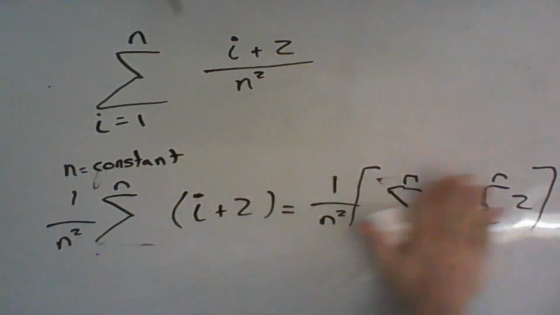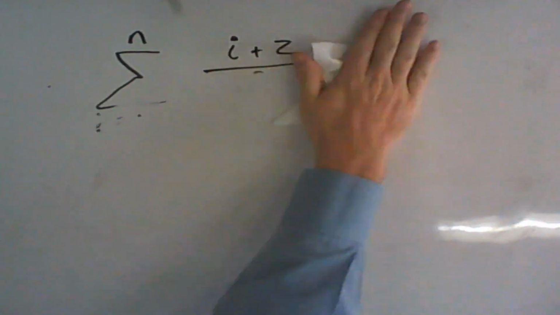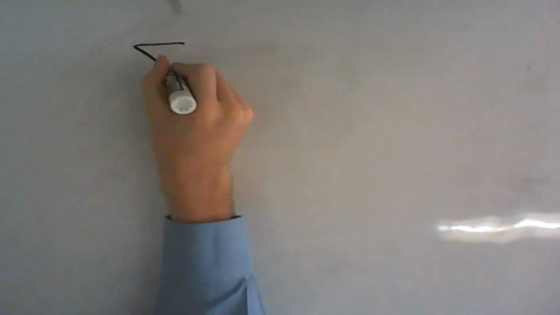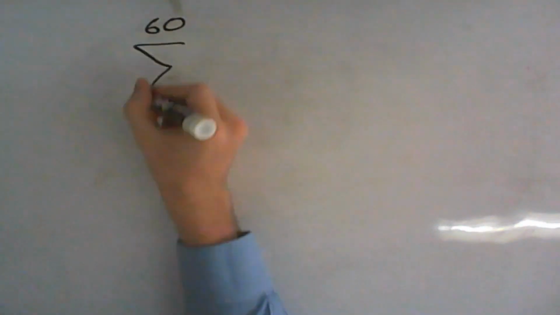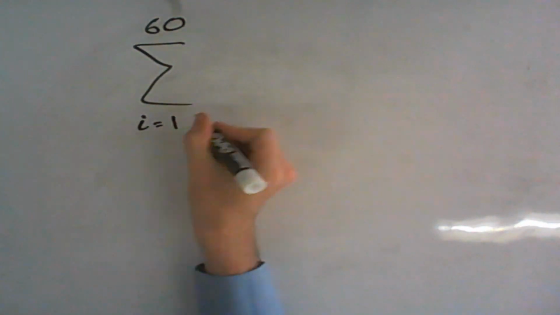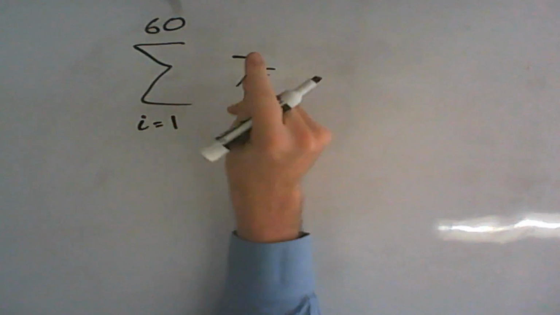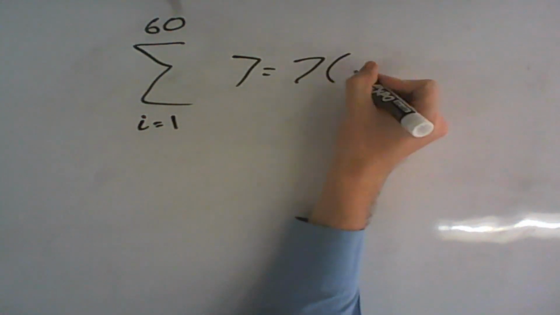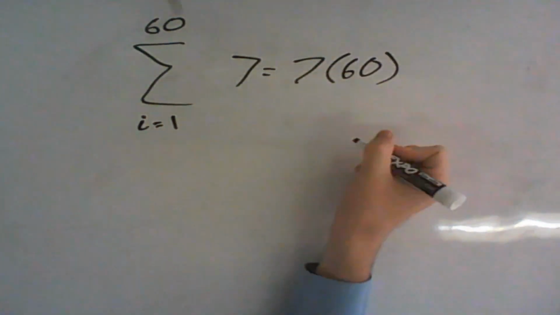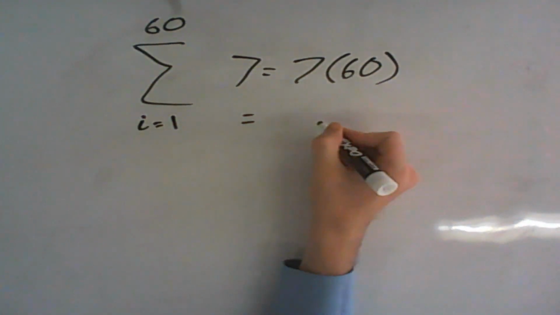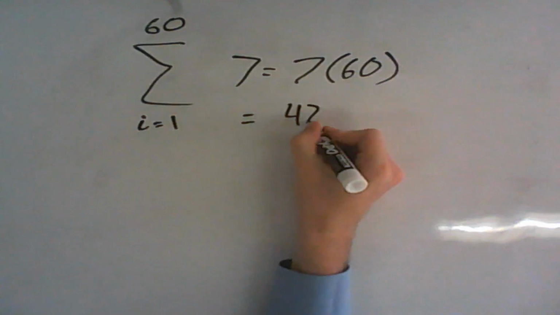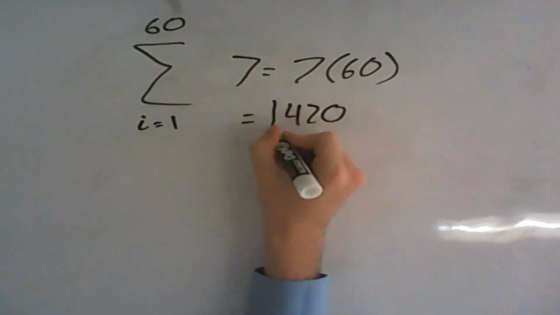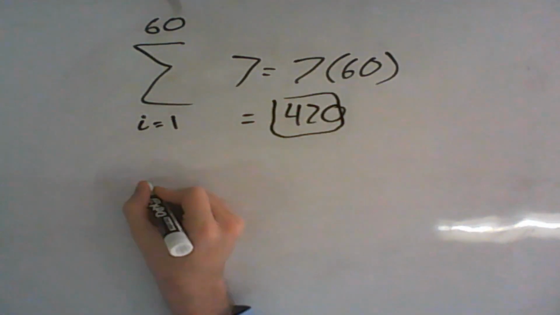Sorry, gotta erase this real quick. Okay, let's erase. Practice problem number 1. We have the sum to 60 of i equals 1 of 7. What this means is we're adding 7 sixty times. 7 times 60 is 420. So that would be our answer right there, 420.